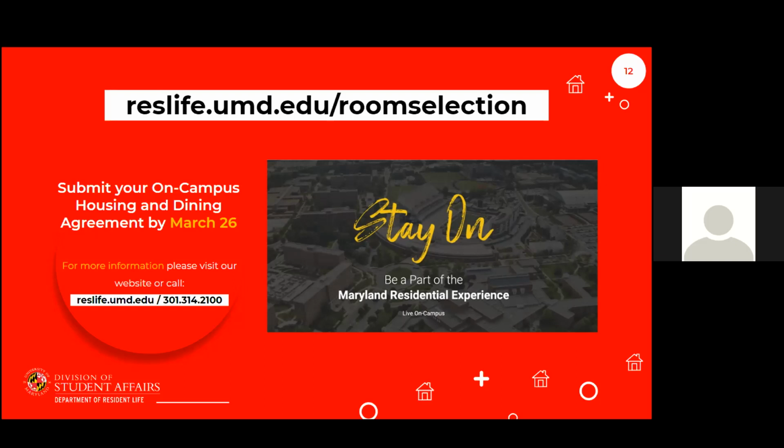So that's why we have to limit the number of returning residents we can have, because we know we're going to have to house upwards of 5,000 to about 5,500 freshmen. And so that really dictates how many other returning students we can offer on campus housing.